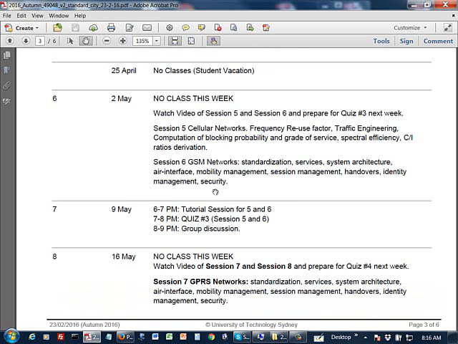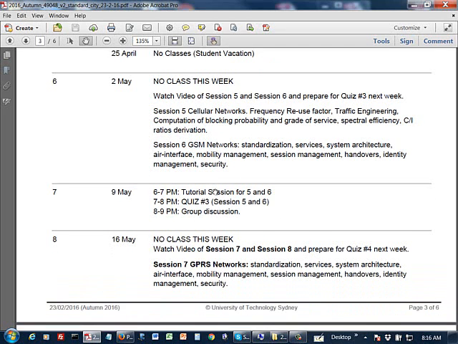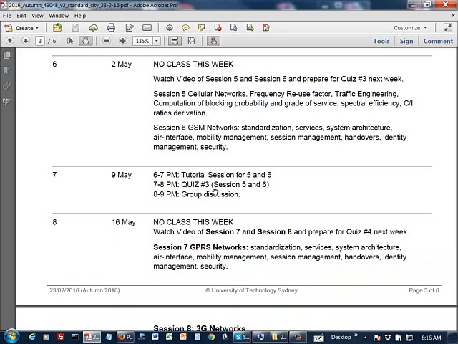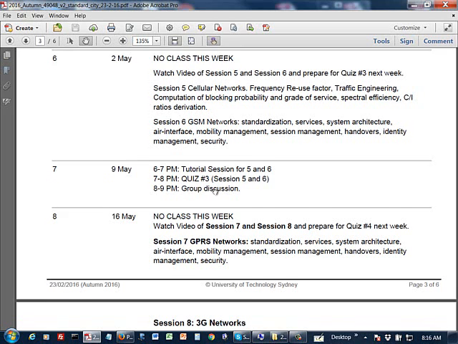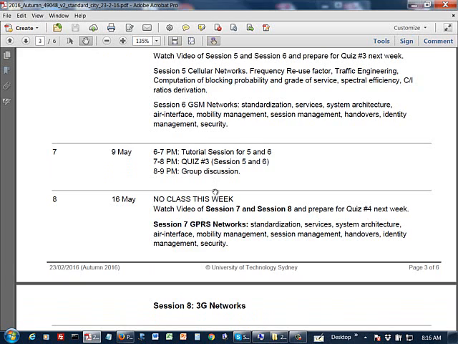So again, in session 7 on the 9th of May we start off by going through session 5 and 6 material, in which you can ask questions, and we will then go to quiz number 3, where you will undertake quiz number 3 and then have a group discussion as in the weeks before.